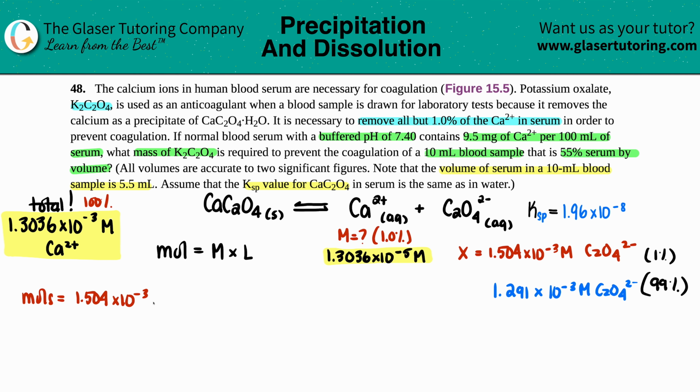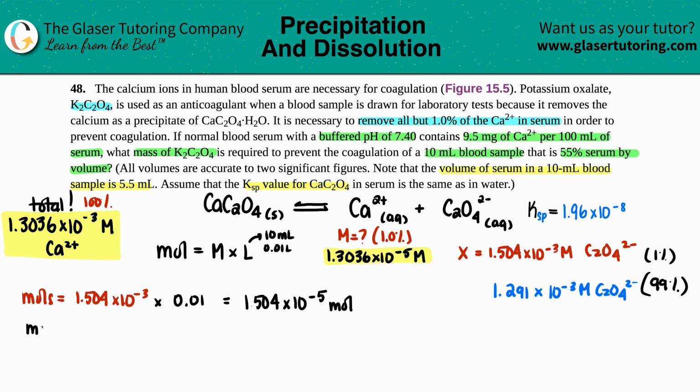And that's being times by, remember, the total volume was 10 mL, right? The blood sample is the solution. So the liters is the 10 mL, but that's the same as 0.01 liters. So I'm going to times that by 0.01, right? Okay. So let's get that number. 1.504 times 10 to the negative third times 0.01. I get 1.504 times 10 to the negative fifth moles.